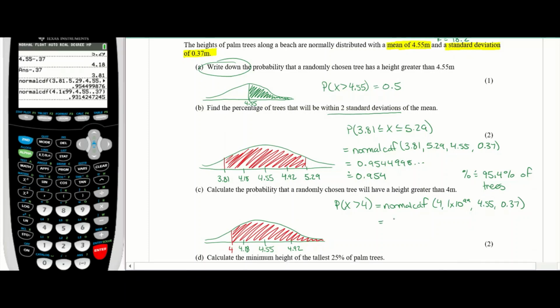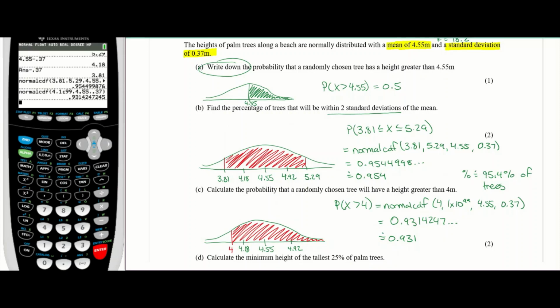And again, that's quite a large proportion. And this time, notice that it was asking for a probability, so there's no need to convert it to a percentage here. I can just leave it as a probability, rounded to 3 sig figs.